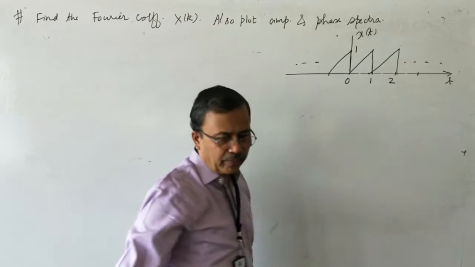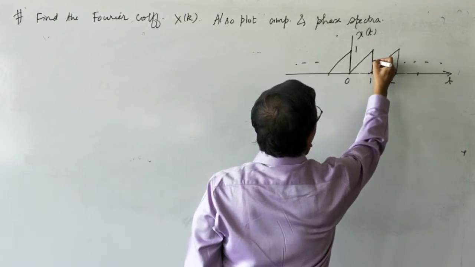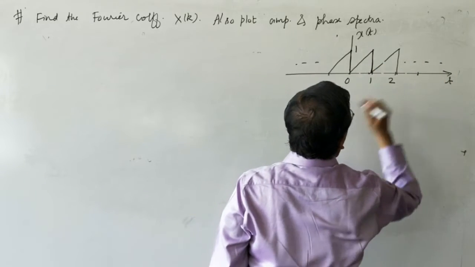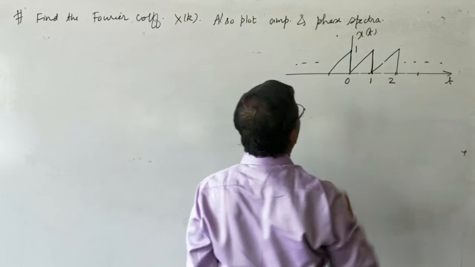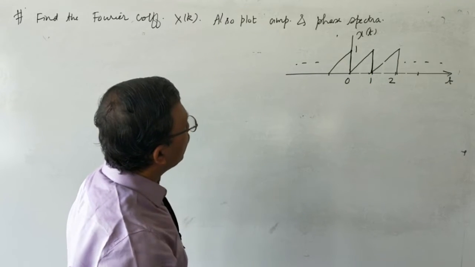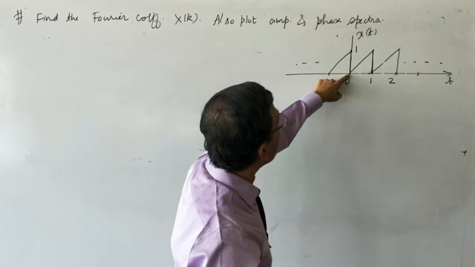The waveform given is called the sawtooth waveform. This line is at right angles to the x-axis, which is at t. What is the equation of this straight line? What is the equation of a straight line? The equation of a straight line is y is equal to mx, because the straight line is passing through the origin.